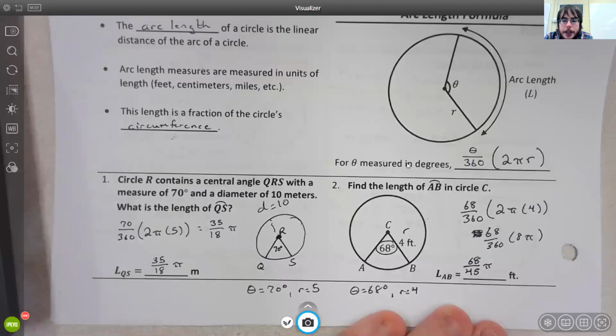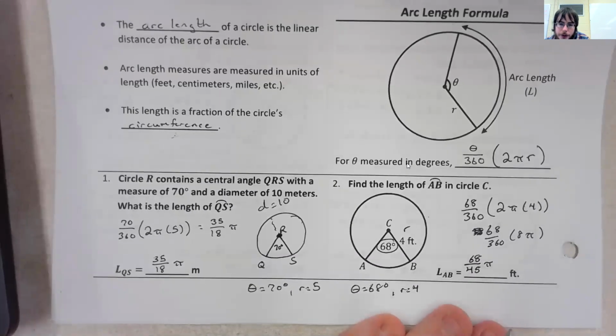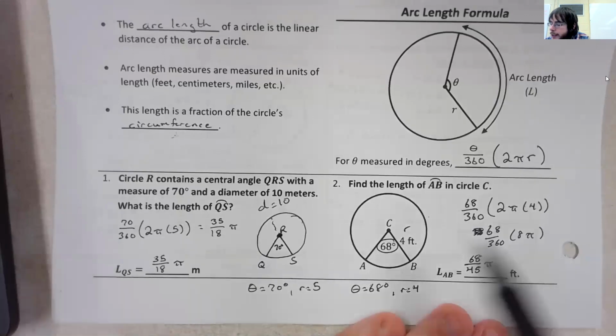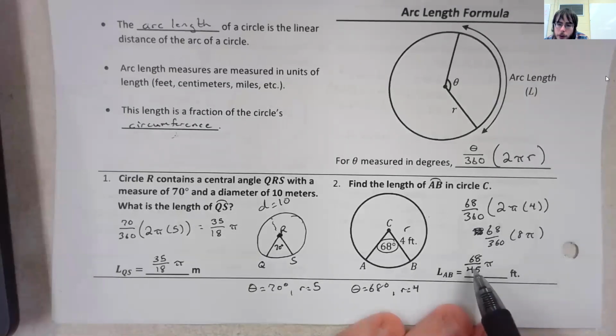If you're going exact, make sure that you have pi in your answer. Okay, approximately, make sure that you multiply by pi in the calculator. A lot of times the questions will just drop the pi and just have that. So if you forget to do that, they'll trip you up on that. So be careful with that.